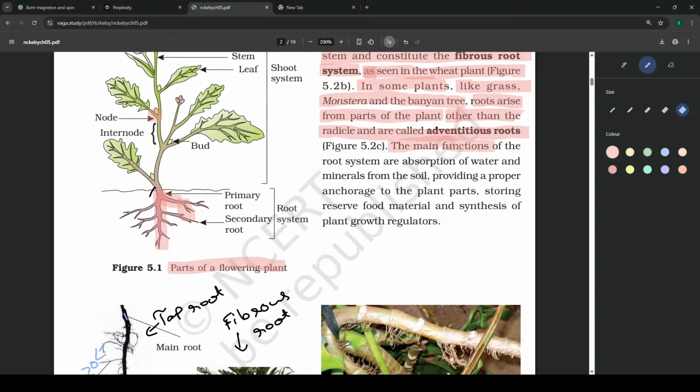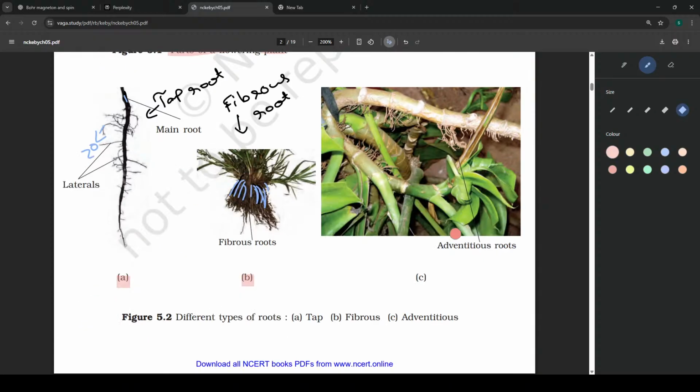The main functions of the root system are absorption of water and minerals from the soil, providing a proper anchorage to the plant parts, storing reserve food material, and synthesis of plant growth regulators. This is the adventitious root here. Adventitious roots. These are the roots which originate from the stem here.